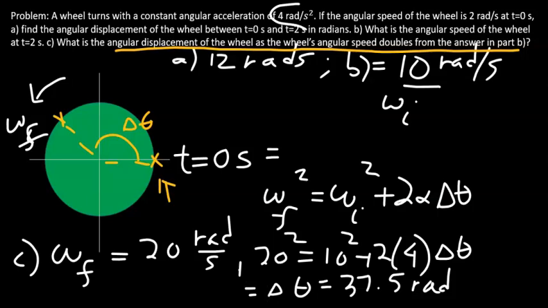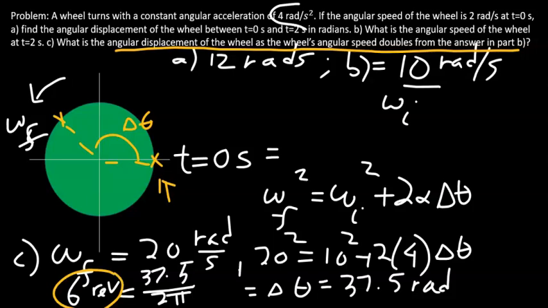We can also express this answer in the number of revolutions, or number of turns. That is just 37.5. 1 revolution is 2 pi radians, so divide that by 2 pi, which will give you 6 revolutions. That means it takes 6 turns or 6 revolutions for this wheel to speed up from 10 radian per second to 20 radian per second.